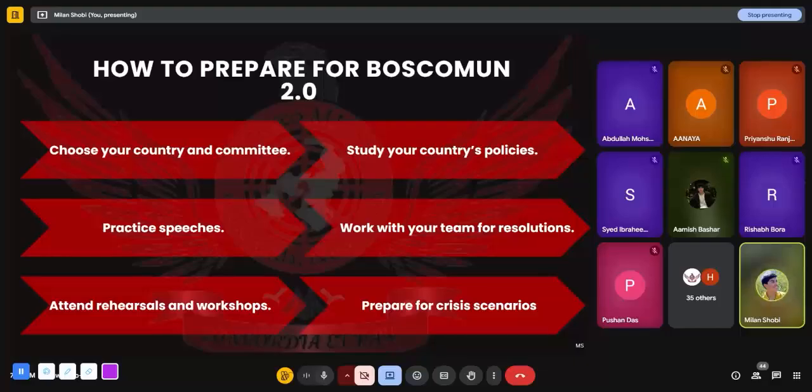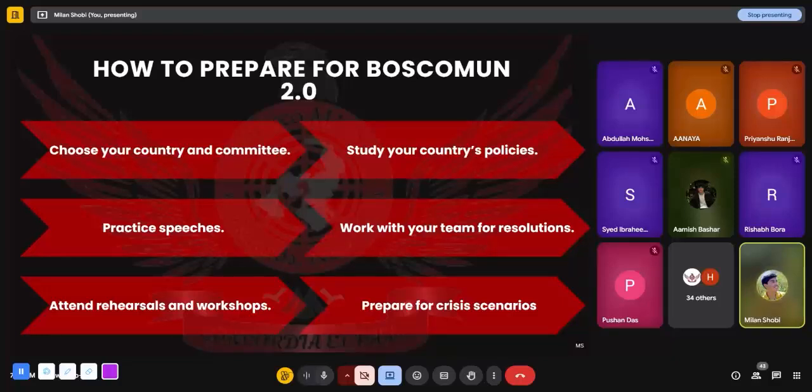Then work with your team for resolutions. Random things written in your resolutions won't get your resolution opted in the committee. You really need to have a very strategic resolution, a very deep resolution, in order to understand that, okay, the agenda really needs this kind of solution and not any random solution which maybe ChatGPT suggests.